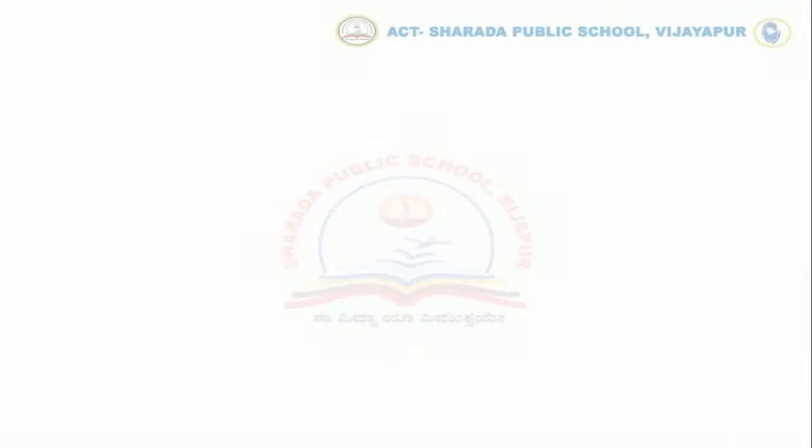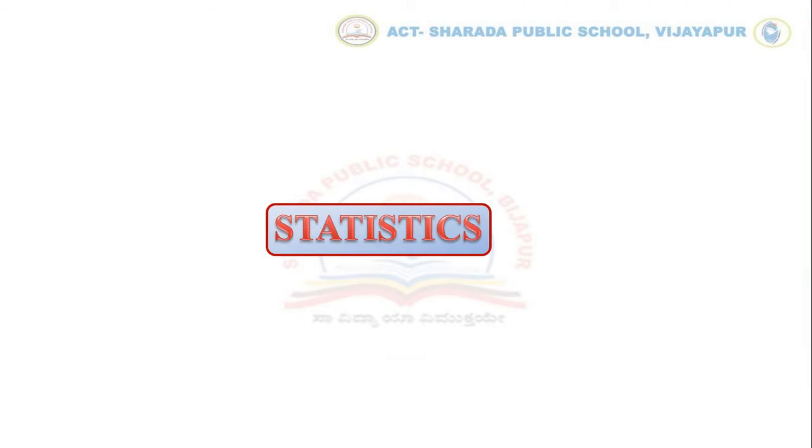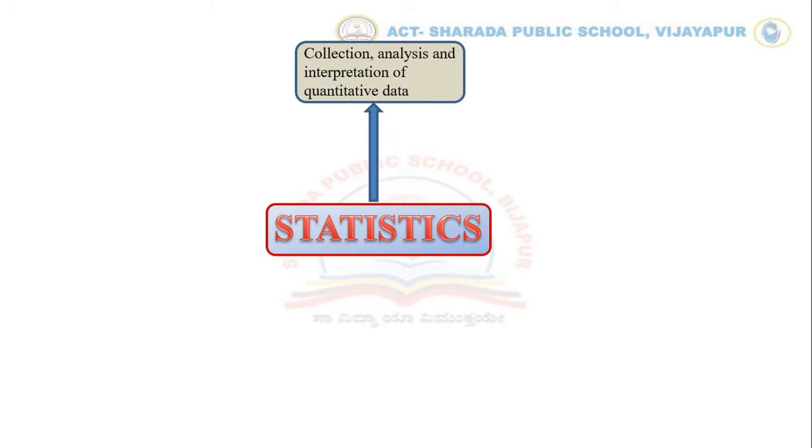Today we are going to revise the chapter Statistics through its mind map. Statistics is the collection, analysis and interpretation of the quantitative data. It is in the form of the grouped data or ungrouped data.